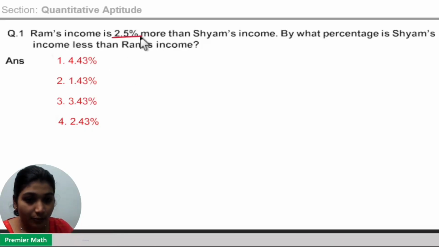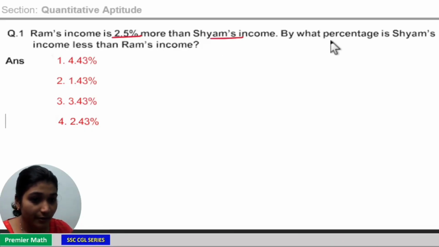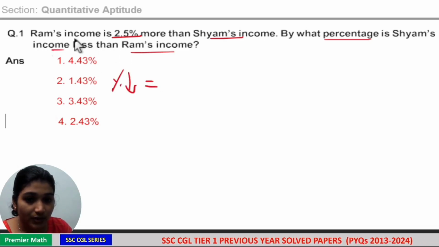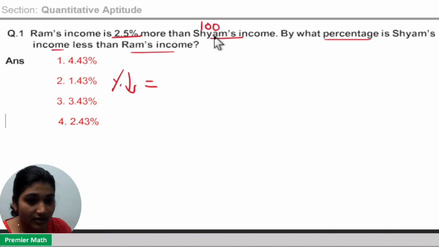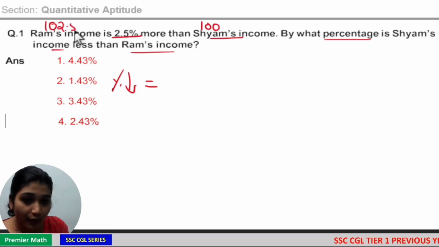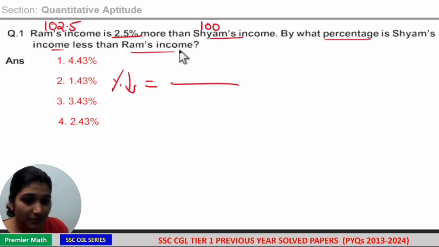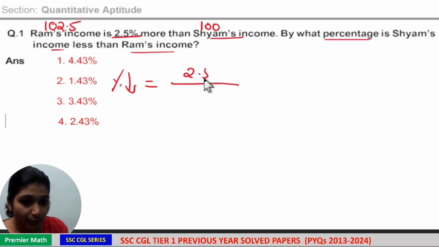Shyam's income is 2.5% more than Ram's income. By what percentage is Shyam's income less than Ram's income? Percentage decrement is equal to... In the first sentence, Shyam's income is the comparing factor. If I take Shyam's income as 100 rupees, Ram's income is 2.5% more than 100, which means 102.5 rupees. Now, by what percentage means take the difference between these two incomes, which is equal to 2.5 rupees.